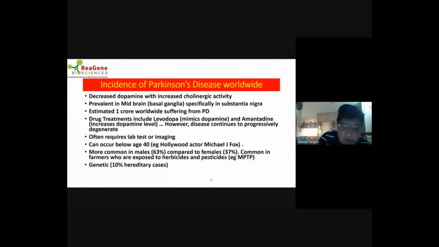It's common in farmers, especially farmers who use herbicides and pesticides, who usually have a higher incidence of Parkinson's disease compared to normal people. Genetically, it's a very rare disease, with less than 10% hereditary cases. Next one, please.